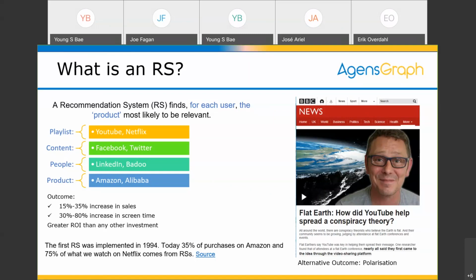It's not all positive outcomes. There are some negatives. One is polarization. There was an article last week in BBC News about the flat earth conspiracy. I hope I'm not offending anybody, that maybe there are flat earthists among us, but nearly all of them said that they first came to the idea through the video sharing platform YouTube. And they also interviewed the guy who wrote the original engine.